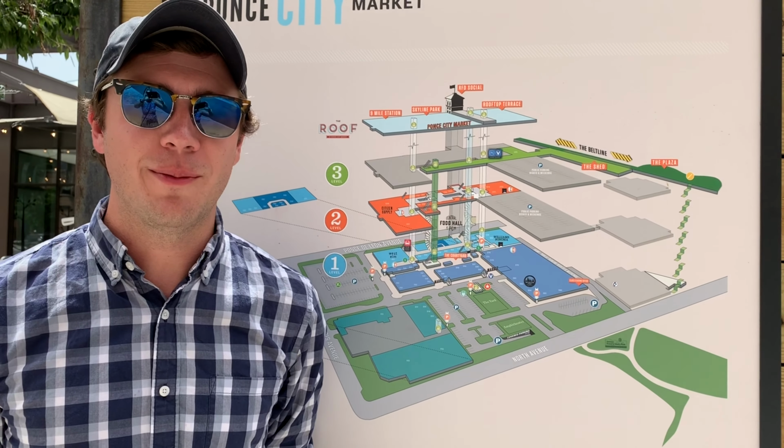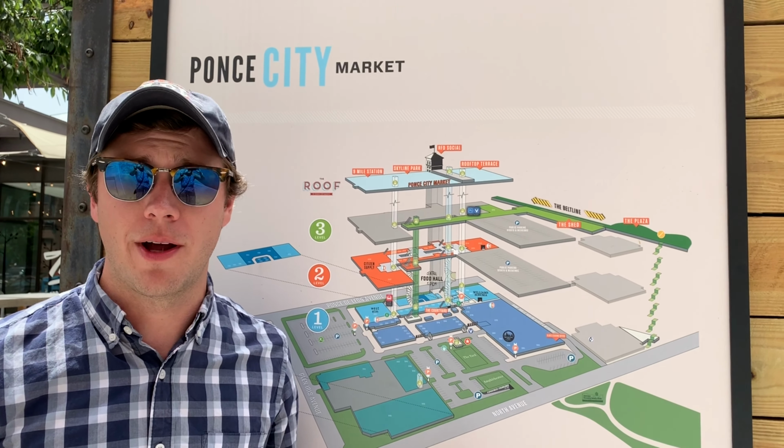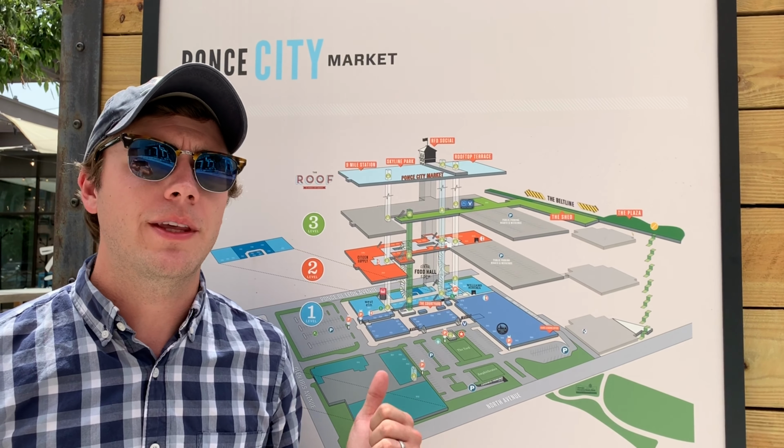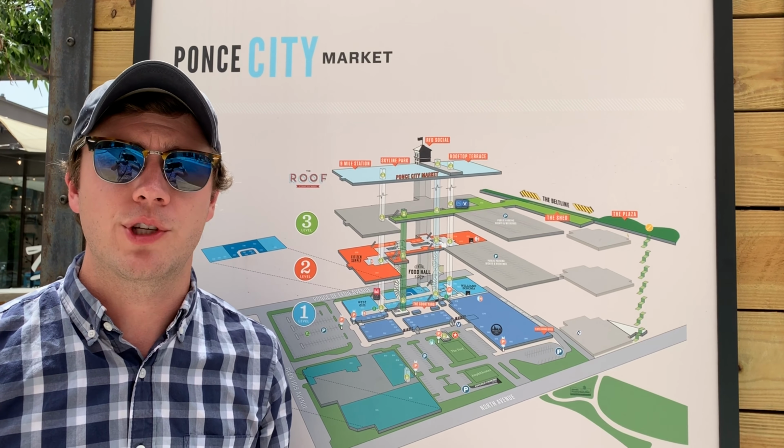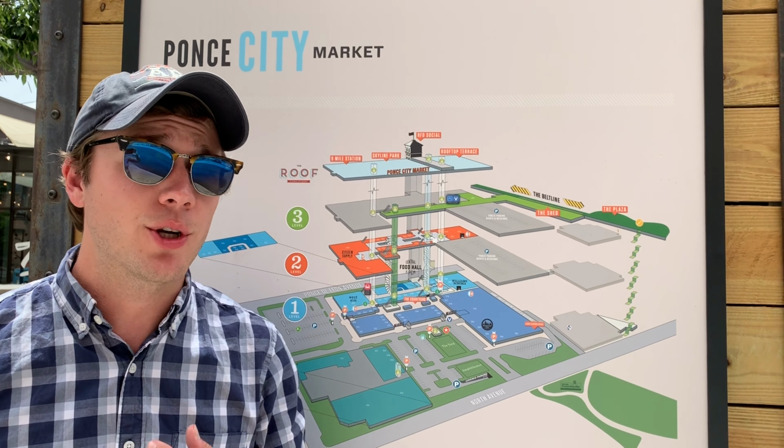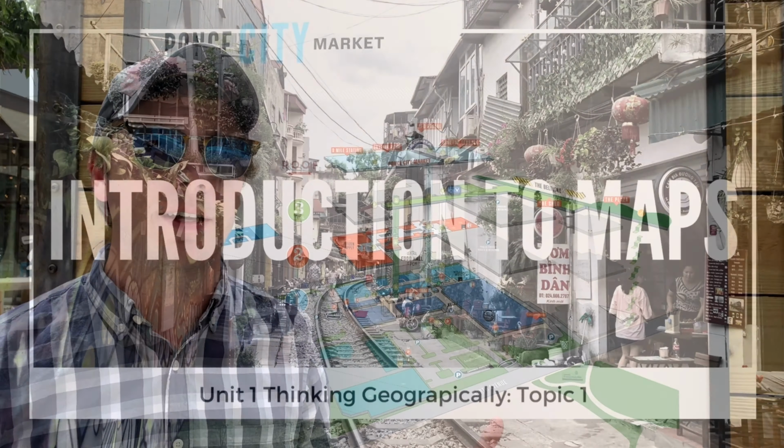Here we are at Pond City Market. Behind me, you can see a map of Pond City Market. Today, we're going to talk about the importance of maps and why geographers use maps to study space. I'm Mr. Coulter, and this is Human Geography.